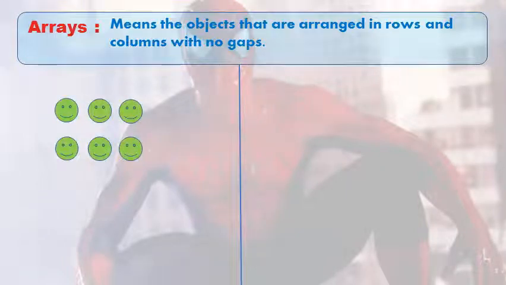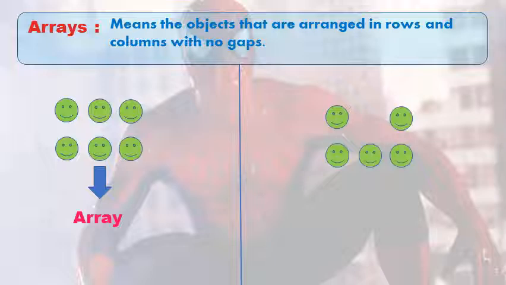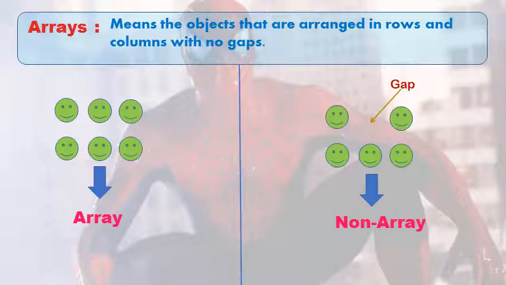Yes, like this example, the smiley faces are near each other, there is no gap here, and they are put in rows and columns. Okay, so this is an array. What about this? Yes, there is a gap here, or there is a space here between the columns and the rows, so this is not an array, it's a non-array.